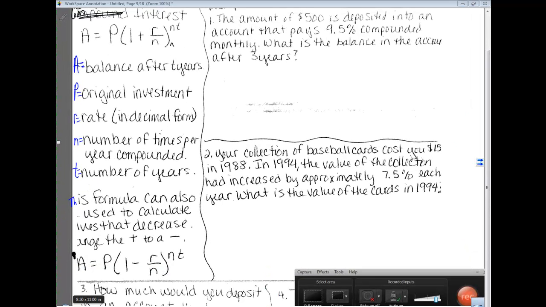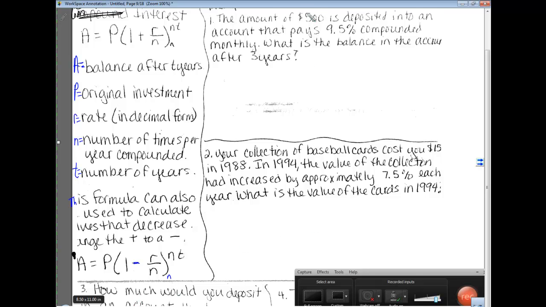This formula can also be used to calculate values that decrease. Just change the plus to a negative, so that we have A equals P times (1 minus R divided by N) raised to the N times T power.